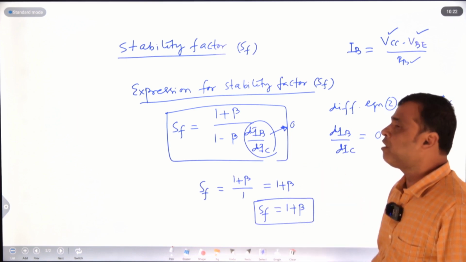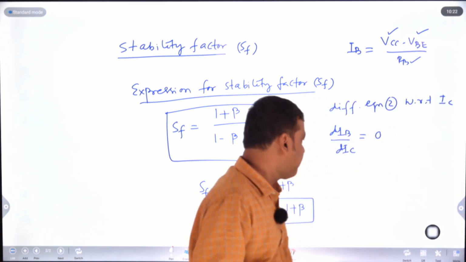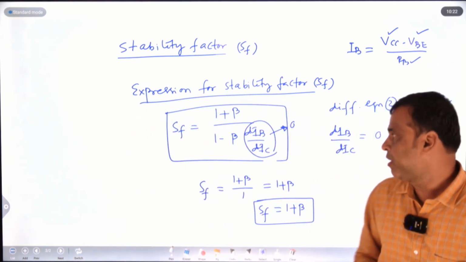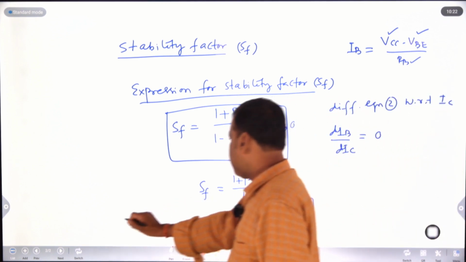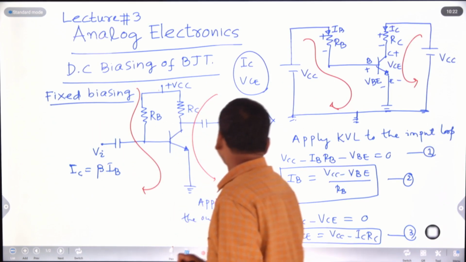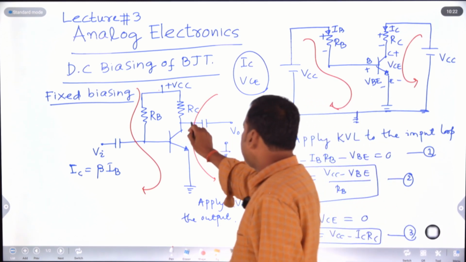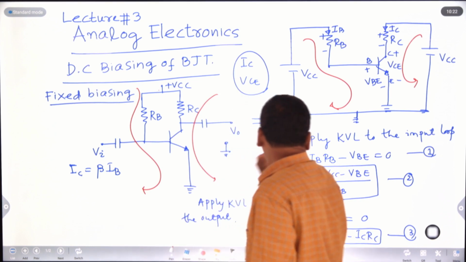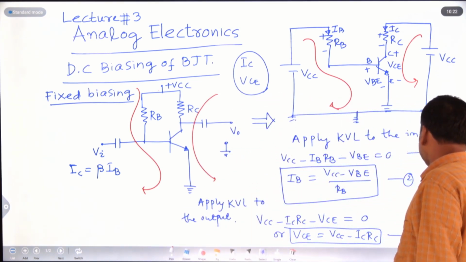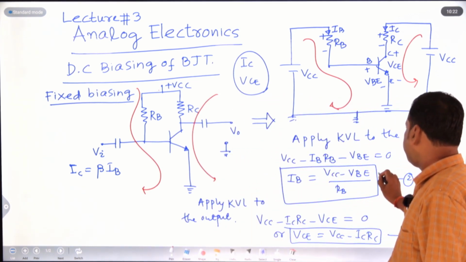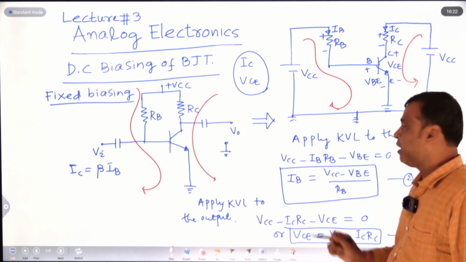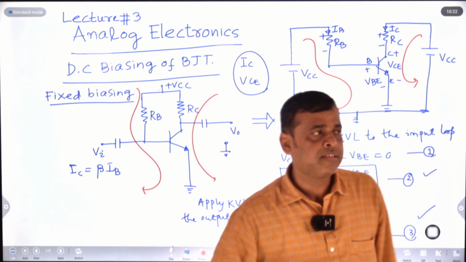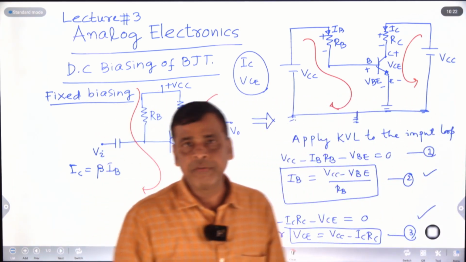So we will go for another biasing. Other biasing schemes are feedback bias, emitter bias, or voltage divider bias. In the case of the fixed biasing scheme here, there are only two resistances, RB and RC, and this is the input equation and this is the output equation. Using the input equation, you find dIB by dIC and you get the stability factor.